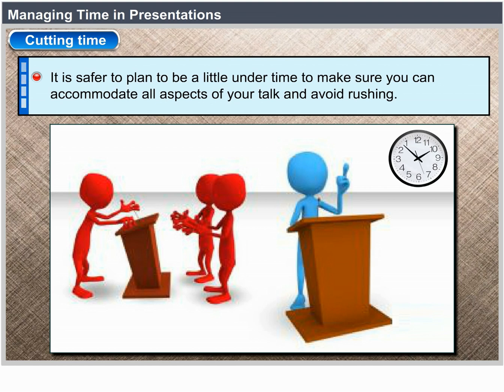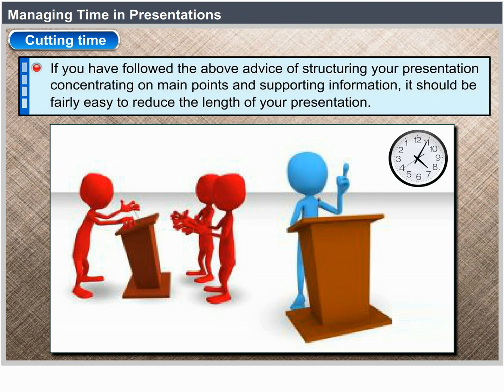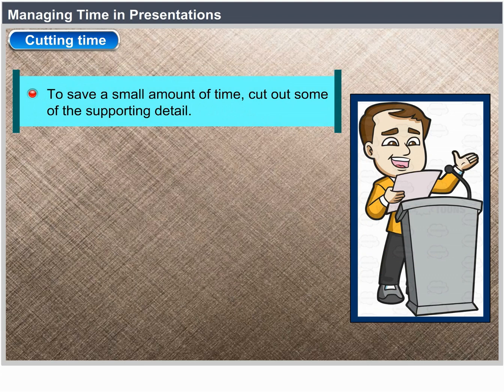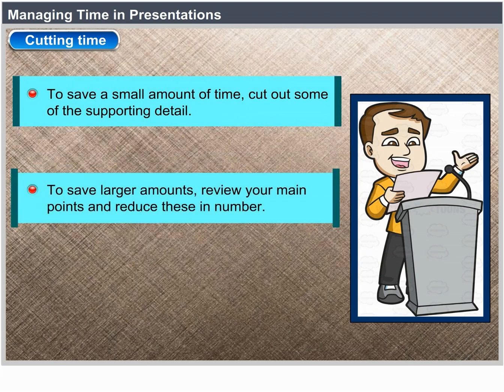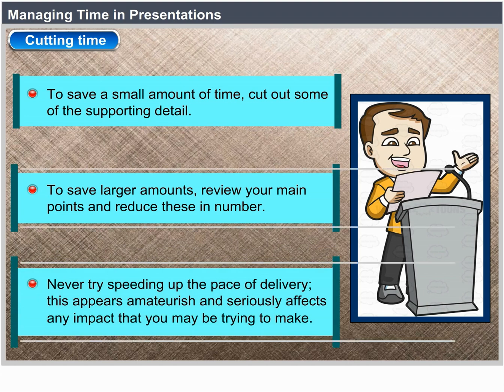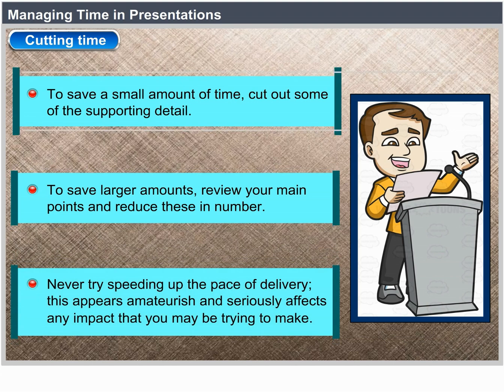If you have followed the above advice about structuring your presentation around main points and supporting information, it should be fairly easy to reduce the length of your presentation. To save a small amount of time, cut out some of the supporting detail. To save larger amounts, review your main points and reduce these in number. Never try speeding up the pace of delivery. This appears amateurish and seriously affects any impact that you may be trying to make.